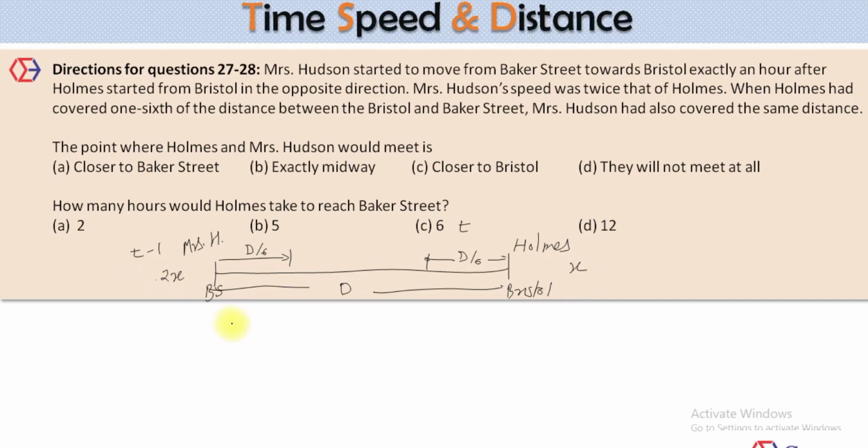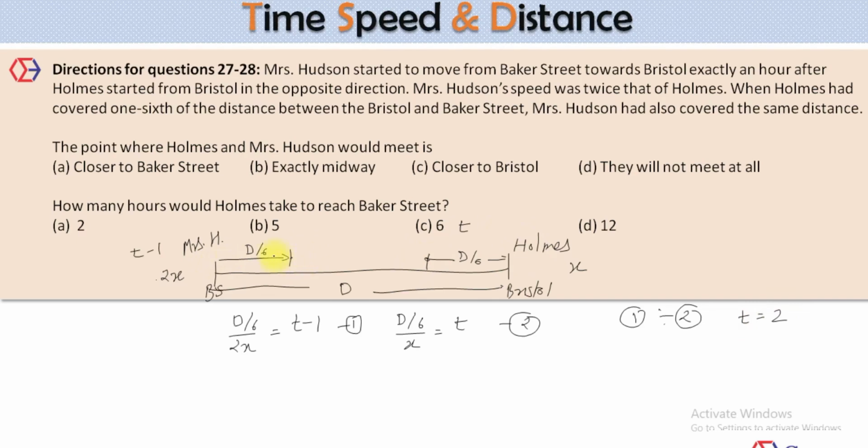So the distance covered is D by 6 with the speed of 2x in how much time? T minus 1. And this is D by 6 by x is equal to T. When you divide these two equations, what do you get? You'll get the value of what? T. This is equation number 1, equation number 2. When you divide equation number 1 by equation number 2, you'll get T equal to 2. That means Holmes must have traveled for 2 hours and Hudson traveled for only 1 hour.